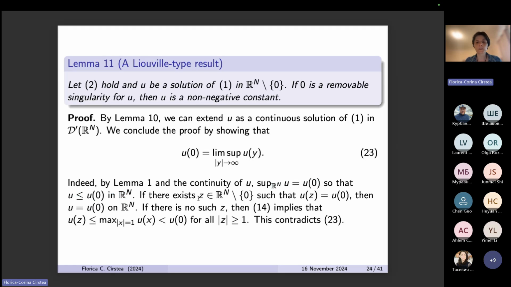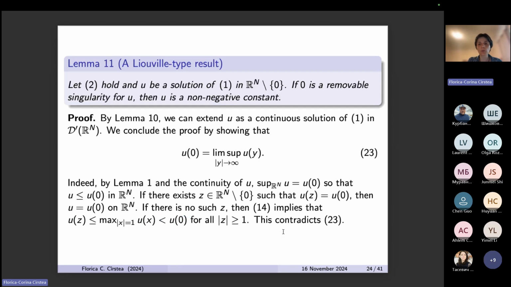And now if you have a point z different from 0, such that u of z happens to be exactly u of 0, in view of relation 23, that will mean that u is u of 0 in Rn. And if you were not to have any such z, then you get a contradiction, because by the property in lemma 1, we know that as you go with modulus z to the right of 1, the values of u have to be less than the maximum of u on the sphere of radius 1. And the maximum of u on the sphere is strictly less than u of 0, because there is no z such that u of z is u of 0. And so you get that u of z must be strictly less than u of 0 for all modulus z greater than 1. And that's a contradiction to relation 23.